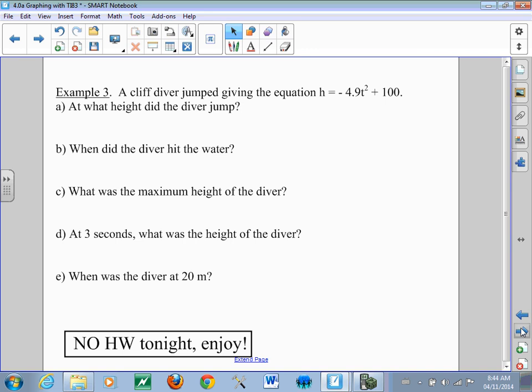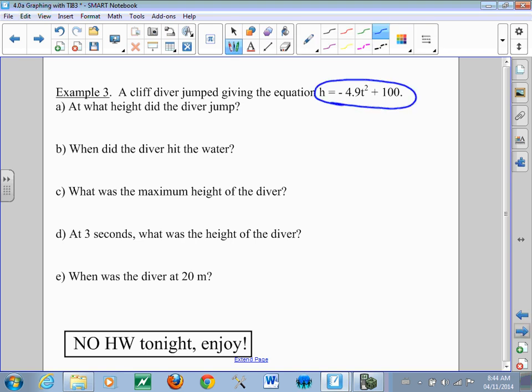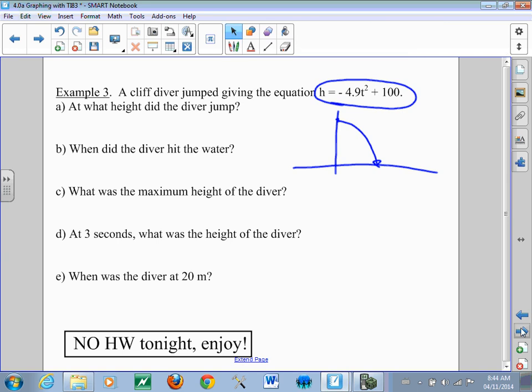Great. Last example, it's going to look a little different, so let's pay attention here. A cliff diver jumped, giving the equation negative 4.9 t squared plus 100. So this is a little different, okay? Because I know a little bit more about a cliff diver and about quadratics, when you jump off a cliff, you are starting at your maximum height. So we're going to start here and we're going to shift and go down. Okay, so visualize, folks, this is half of a parabola. The other half is over here.